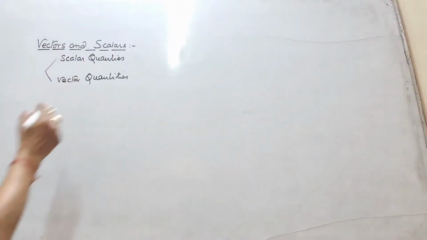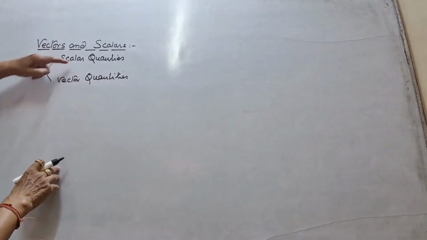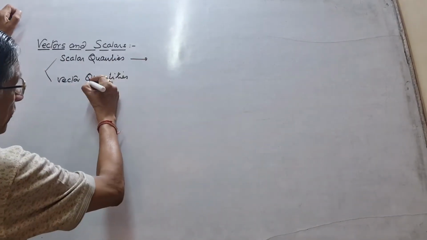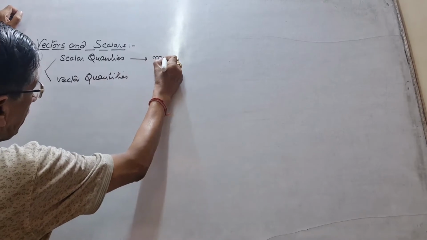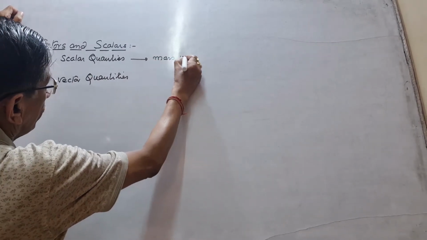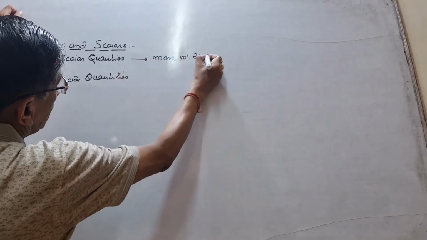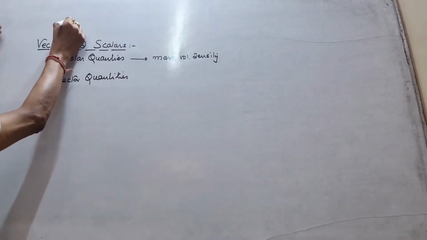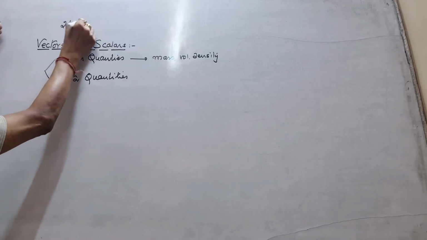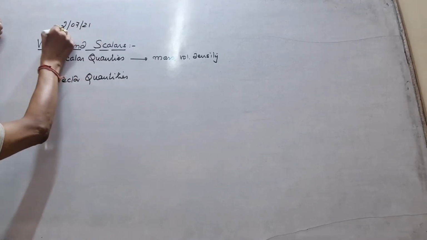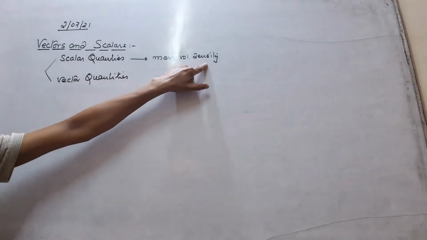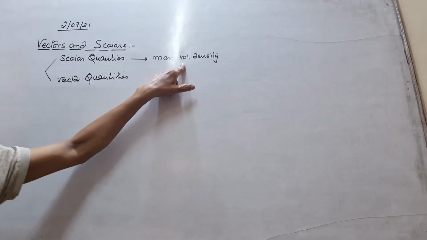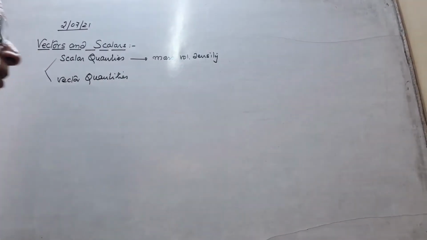So dear students, in physics, all the quantities are classified into two categories. One is called scalar. For example, I have given you mass, volume, density, etc. They have no direction. They have only magnitude. So such physical quantities which have only magnitude are called scalar.